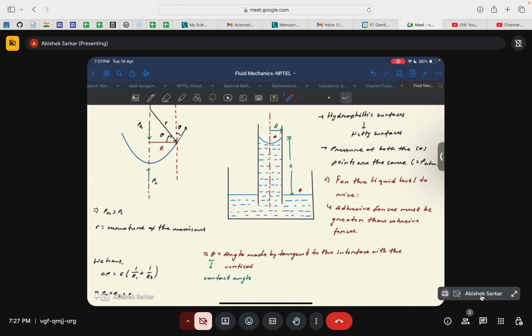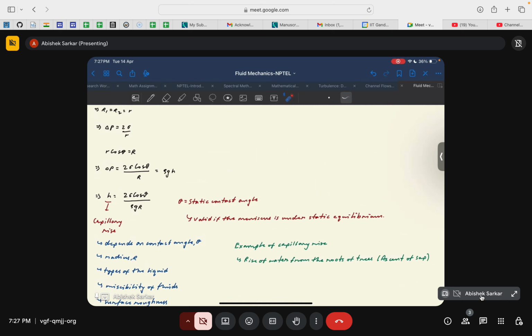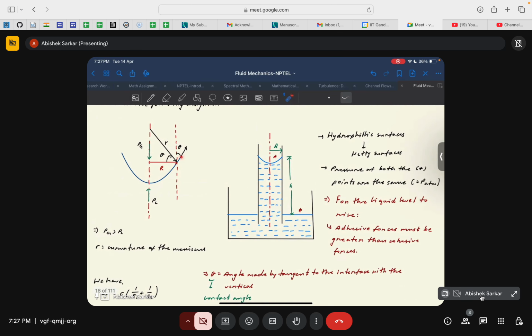Okay, so the important formula in this case was the capillary rise h, given by 2 sigma cos theta by rho g r, where sigma is the surface tension coefficient, theta is the angle made between the surface of the meniscus and the normal to the plane surface of the tube or the glass along which the capillary rise occurs. So basically this angle.